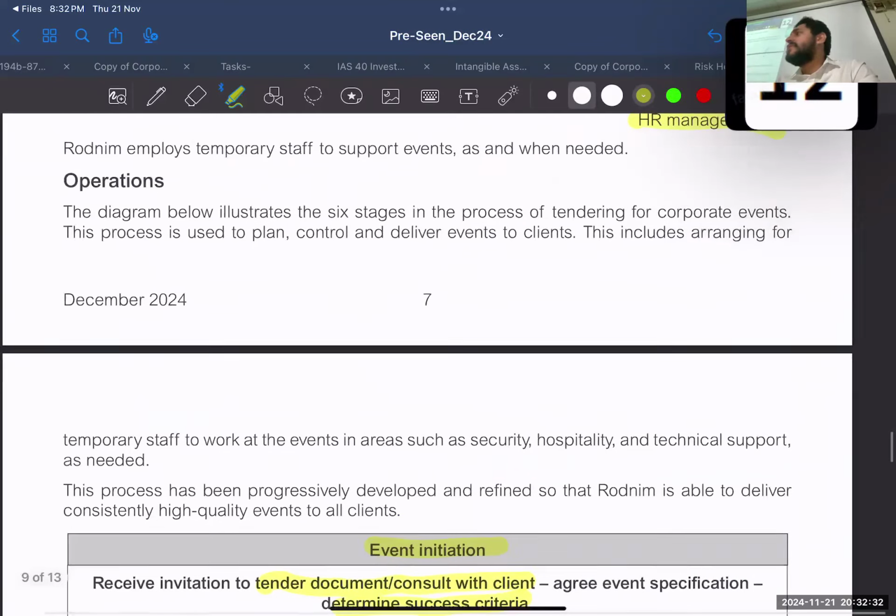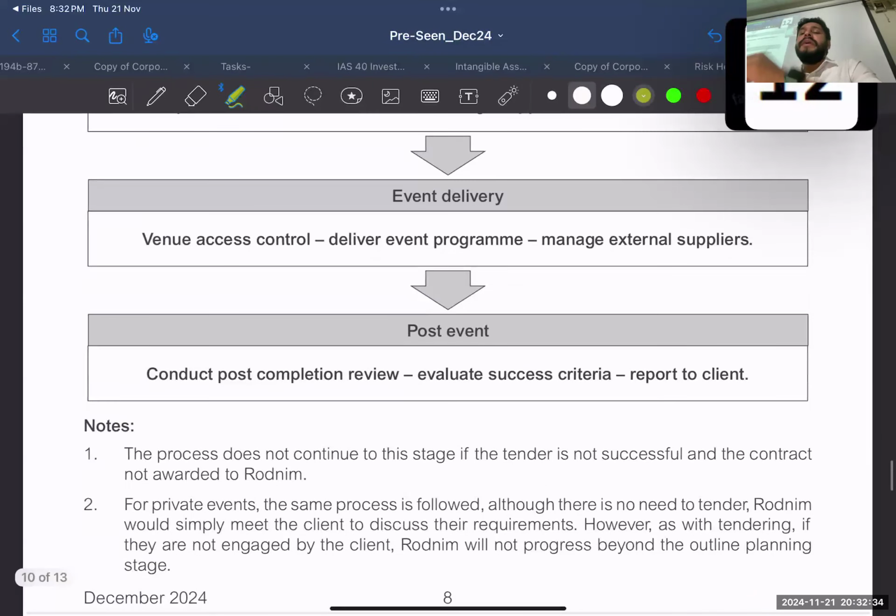No, how many phases? 7 stages. Then post event, conduct a post... food, security, music system, crane for the stage, any other external supplier. Conduct post completion review, evaluate the success criteria.